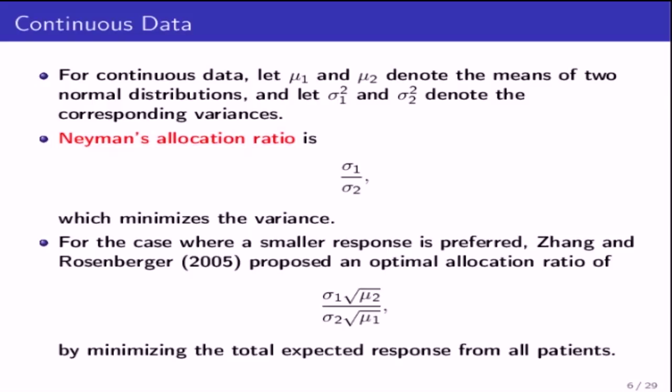On the other hand, if you try to minimize the total expected response, and what I mean by response is that a lower outcome is better, for example, for a blood pressure drug, you want to lower the patient's blood pressure. So if you try to minimize the expected response, then you will have this allocation ratio.